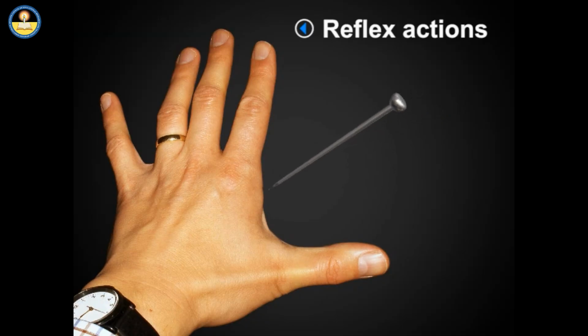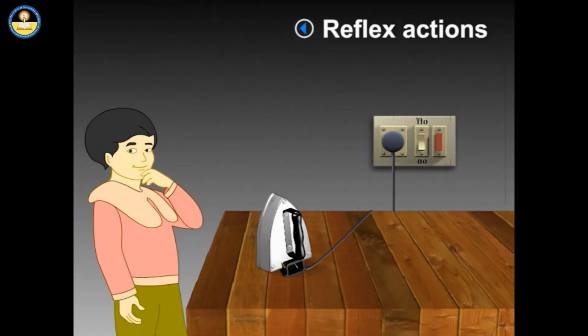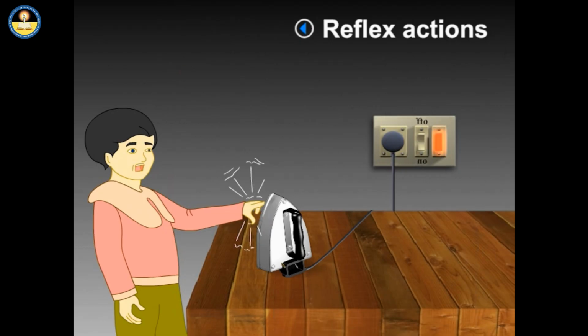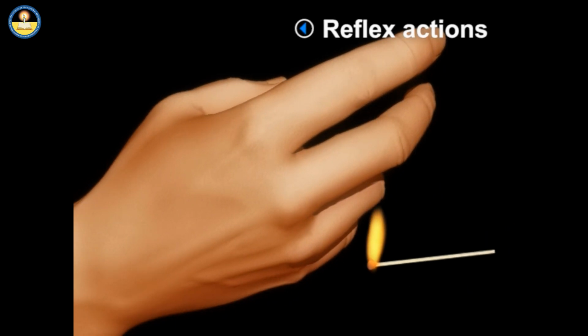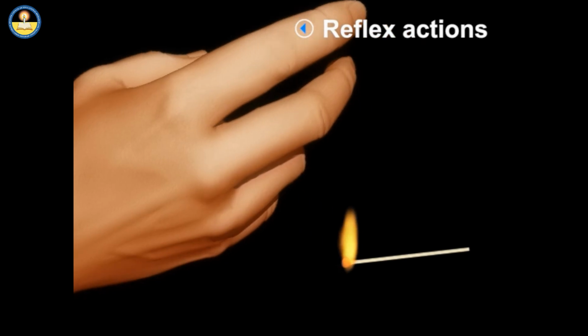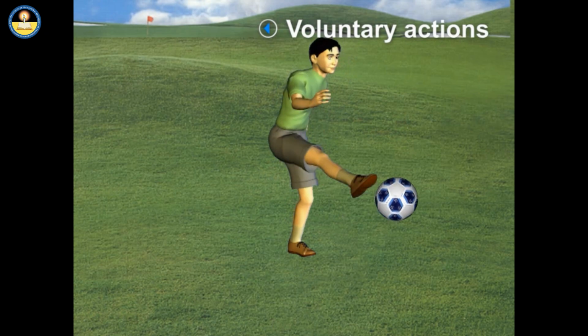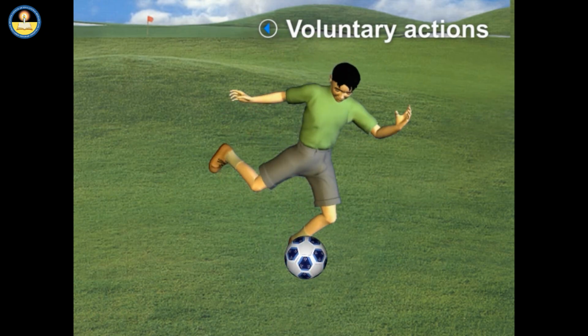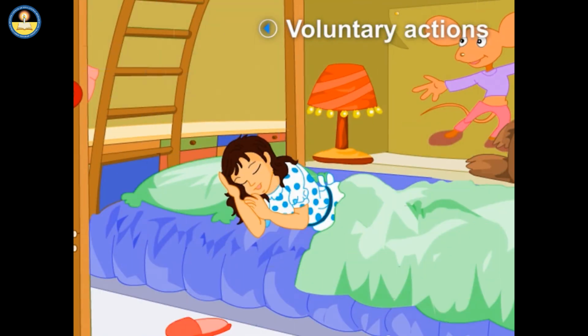A reflex action is a sudden reaction to a stimulus and often takes place to defend you. Reflex actions are simple forms of behavior designed to keep you safe. Sudden withdrawal of the hand on touching a hot object is an example of reflex action. A voluntary action is an action that you choose to do. This could be playing, reading, and sleeping, etc.